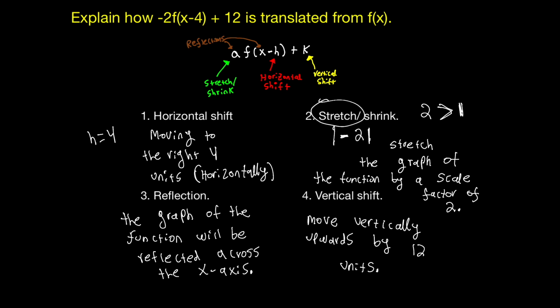And altogether, I'm going to be moving horizontally 4 units to the right. I'm going to stretch the graph of the function by a scale factor of 2. Then the graph of the function will be reflected across the x-axis. And finally, we're going to move vertically upwards by 12 units. And that's the explanation of how f of x got translated into negative 2 f of x minus 4 plus 12.